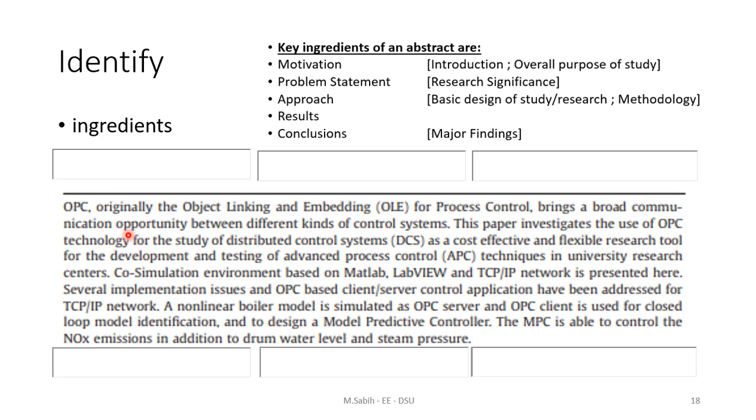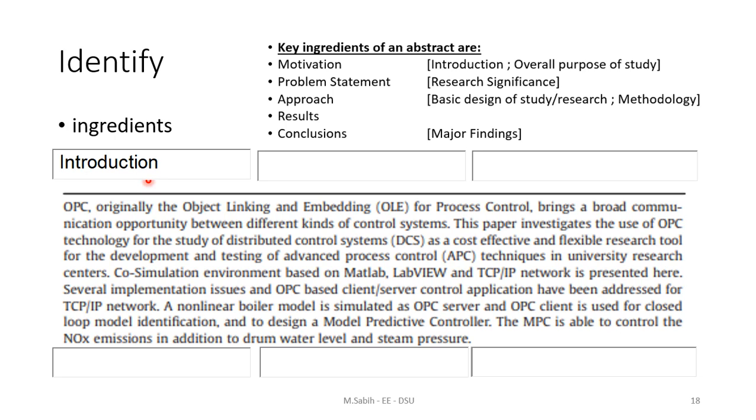So here is the paper, and we will identify these sections in this paper. The OPC originally, so let's study this OPC. This was there originally: the object linking and embedding, OLE, for process control, brings a broad communication opportunity between different kinds of control systems. So what is this? Is this result, conclusion, approach, statements, motivation, or introduction? It looks to me like introduction. So we can say that this is the introduction.